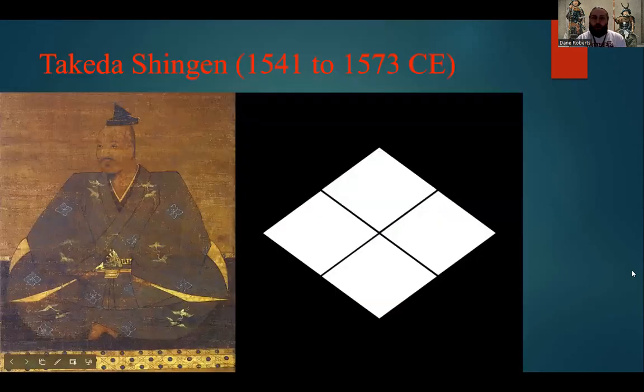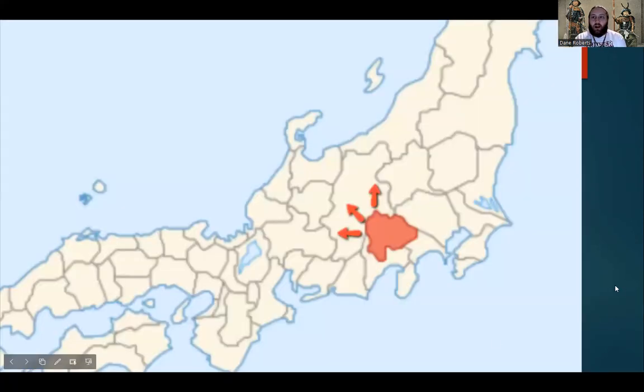Okay, now we go on to another very key figure from the Sengoku period, Takeda Shingen, who ruled the Takeda clan from 1541 to 1573 CE. Here's Takeda Shingen. And it was during his reign that the Takeda clan, which resided in the Kai province here, would begin a massive military expansion into the surrounding areas.